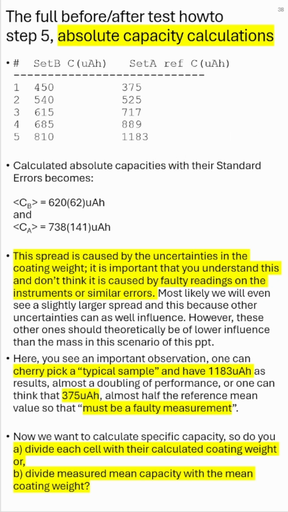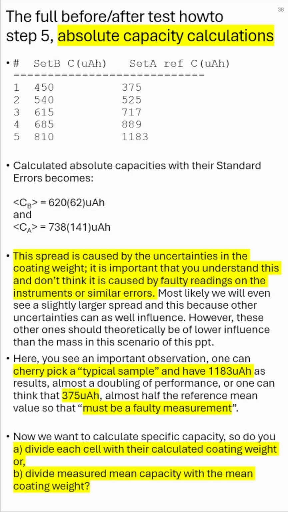So the next step is to calculate specific capacity. So now you have a choice. Do you do A, divide each of these cells that we have measured the capacity for with the calculated coating weight of each cell?